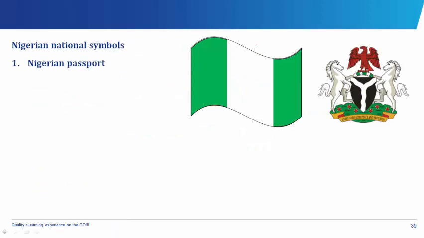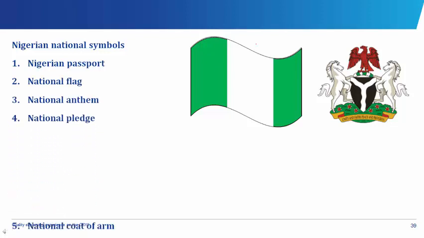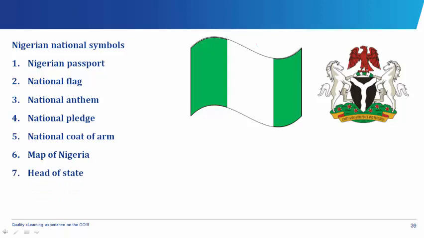So the Nigerian national symbols: number 1, the national passports; 2, Nigerian flag; 3, national anthem; 4, the national pledge; 5, the coat of arms; 6, the map of Nigeria; 7, our head of states; 8, Nigerian currency. So these are things we will understand.